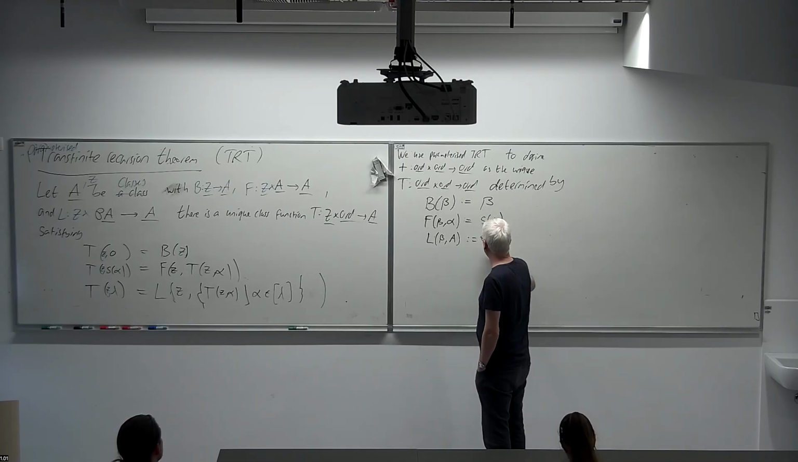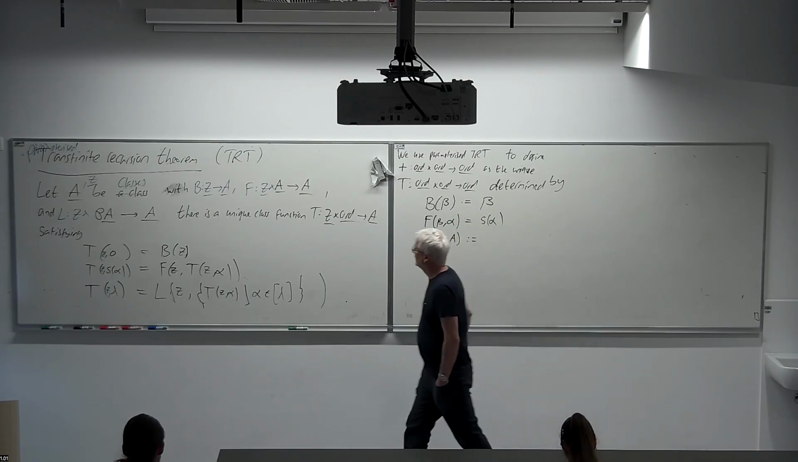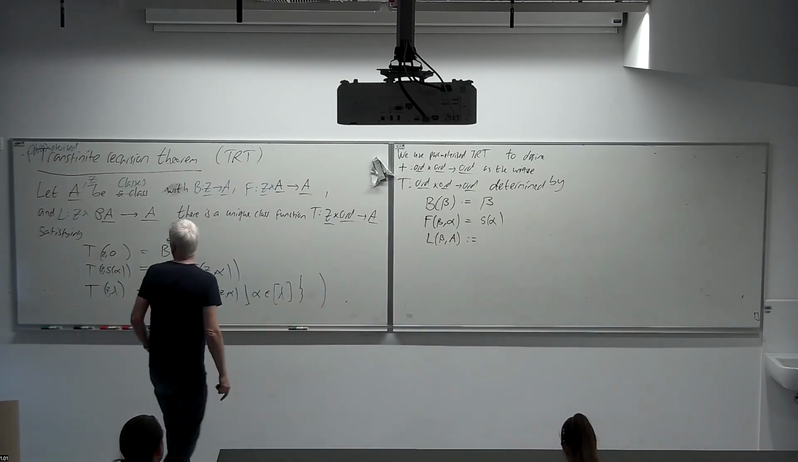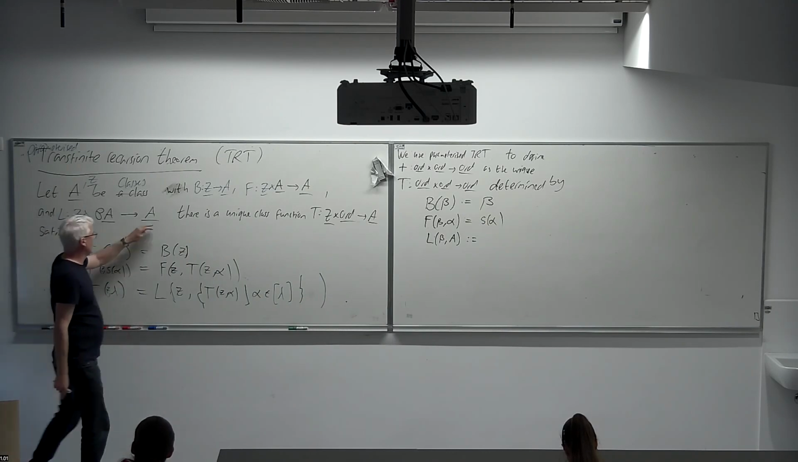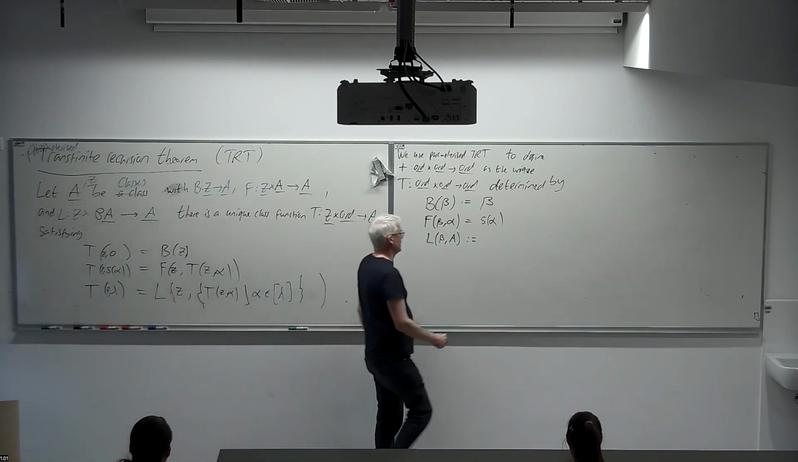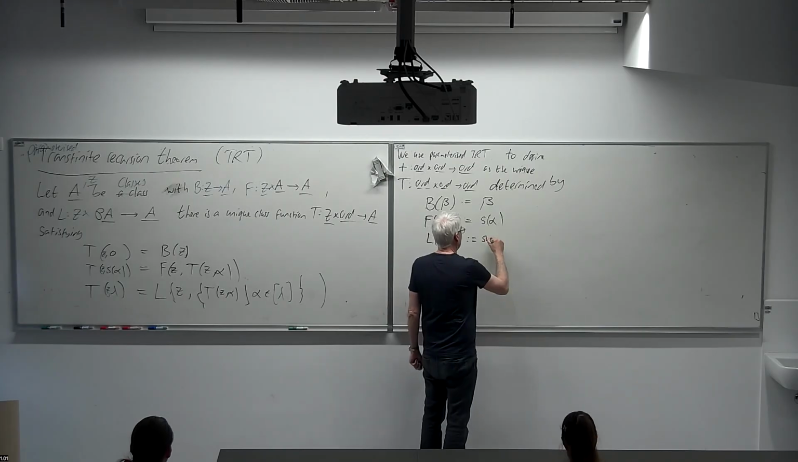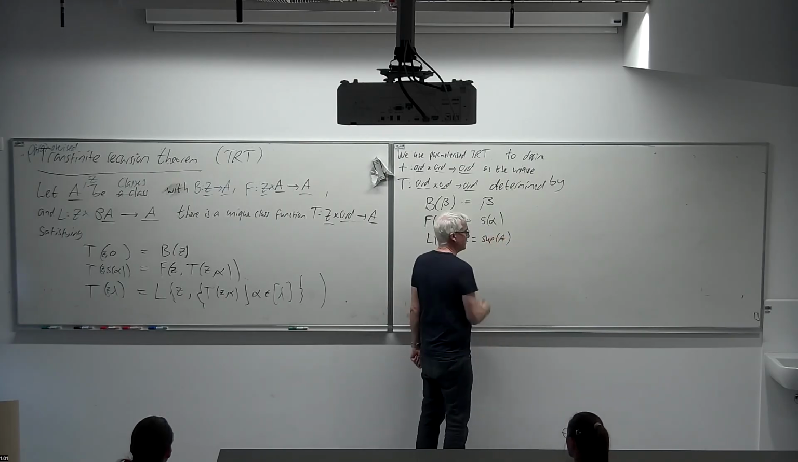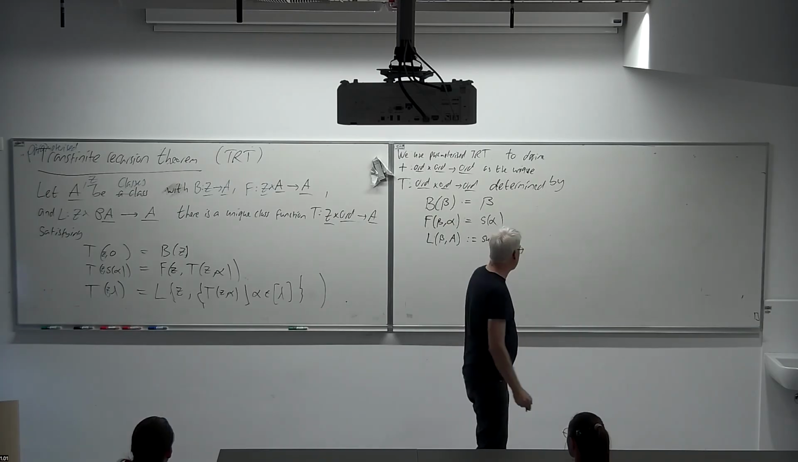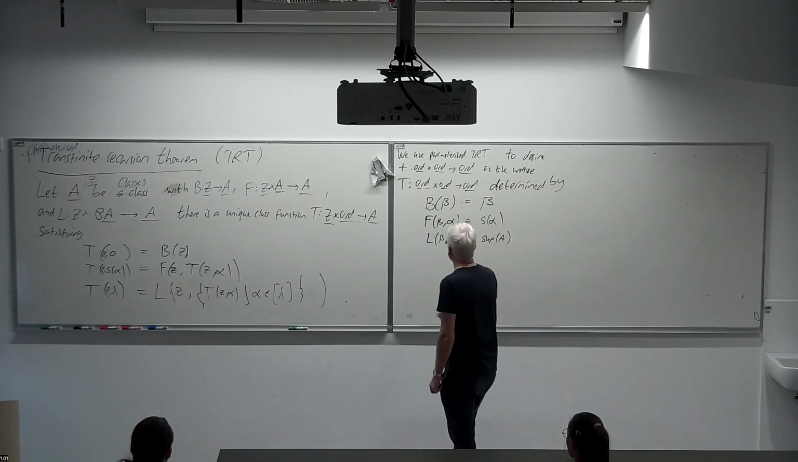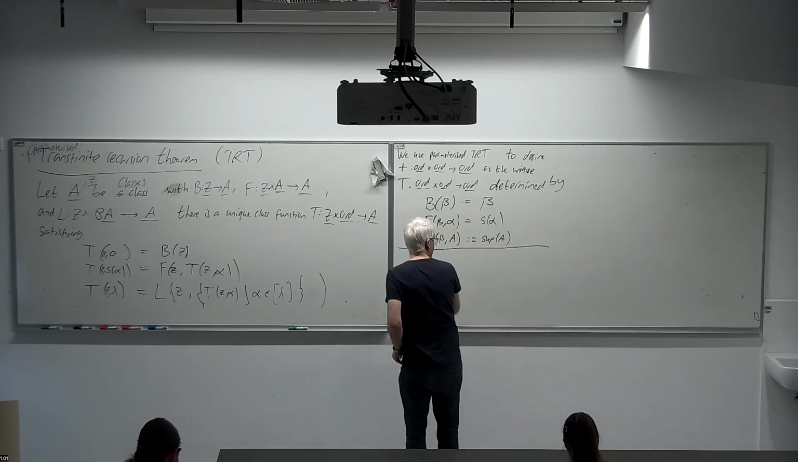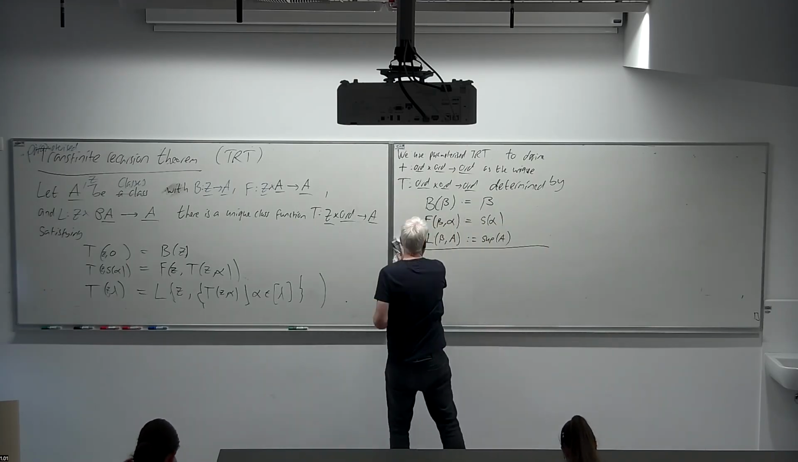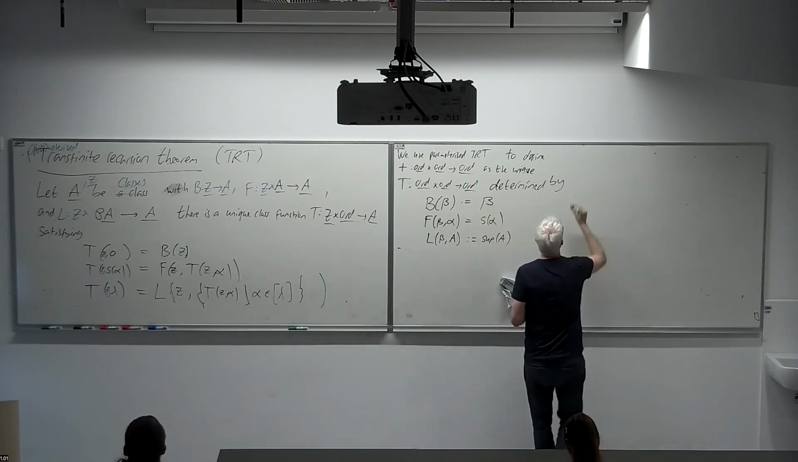Anyway, L beta of A is simply going to be, so L takes a set of ordinals, and we're simply going to return the supremum of A. Okay, and we're going to see what this gives us. So let's maybe keep that like that, and I'll use the right-hand side of the board, see what it gives us.